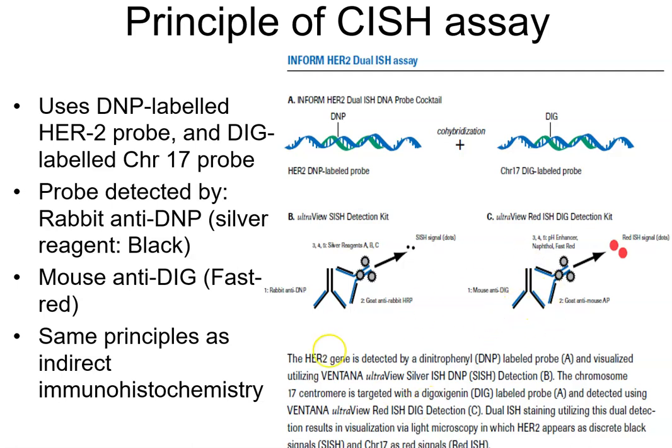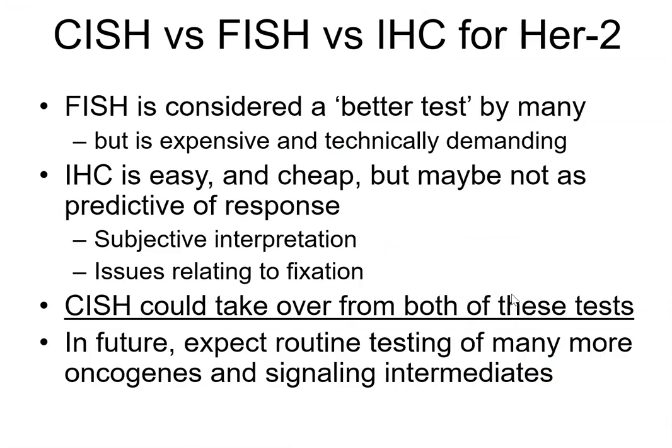And really importantly, the slide that you get out of the other end can be viewed on a standard pathology microscope that doesn't require fluorescence. So this means that SISH is really starting to take over from FISH as the main technology for looking for gene amplifications in cancer subtyping. We know that FISH is considered a better test, a better predictor of whether Herceptin works, but it's expensive, technically demanding, done on individual slides, usually done manually.